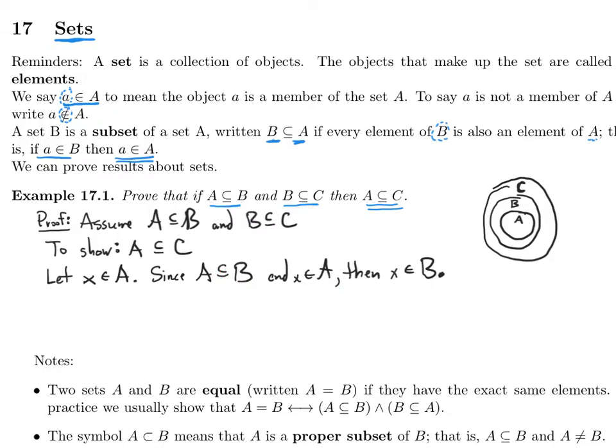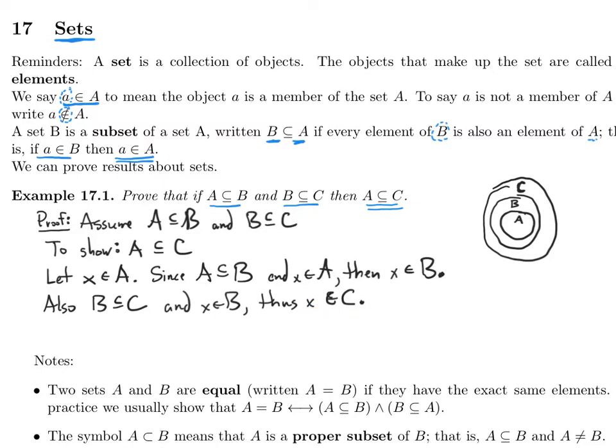Okay? But we also know that B is a subset of C by assumption. That's what we assumed up here. So what does that mean? Well, we know B is a subset of C, and x is in B. Thus, x is in C. So we took an element from A, and we showed first it was in B, and then we showed, because it was in B, it's in C.